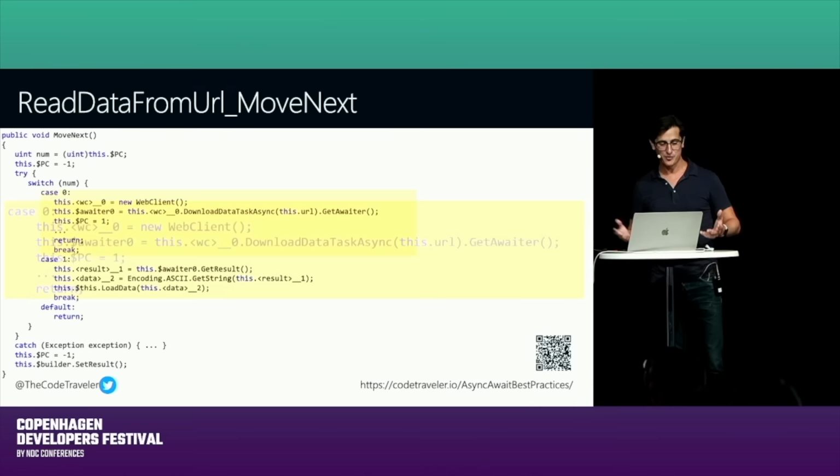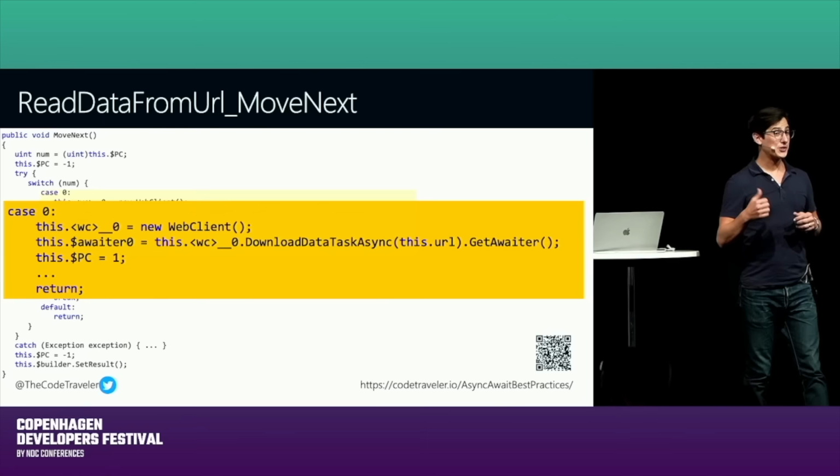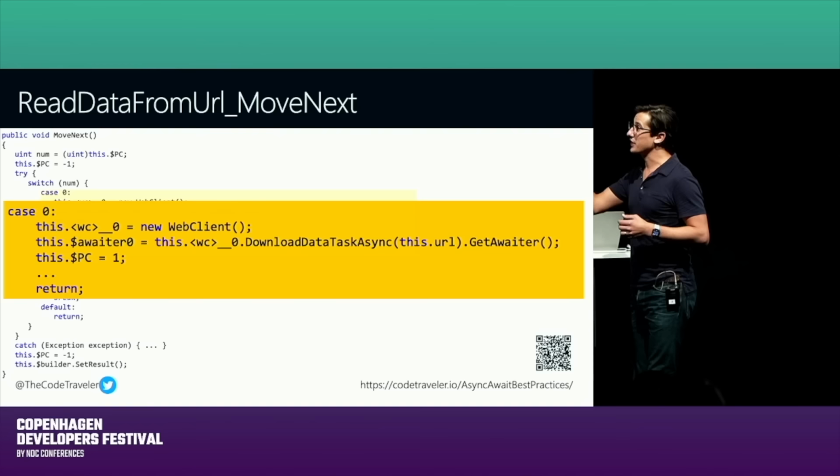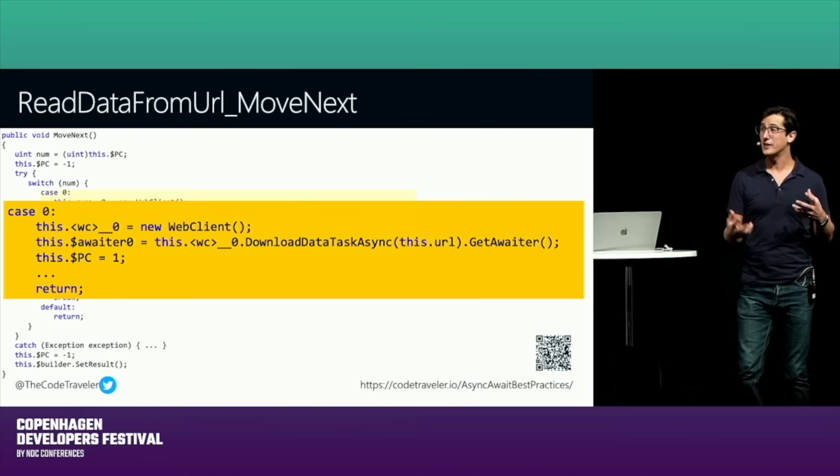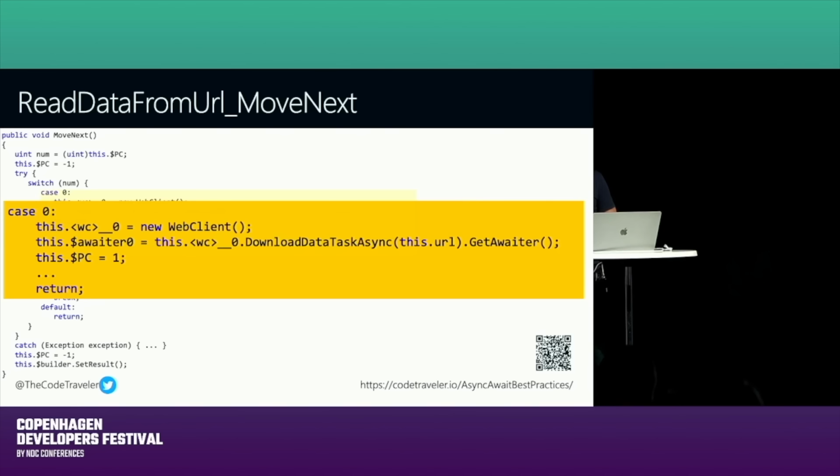And if we look at the code, case zero, this is all the code leading up to that first await. So just like we saw earlier, it's newing up web client, and then it's calling download data task async. Really what it's doing, it's getting this what's called an awaiter. And not to go into too much detail, but that's basically how thread one will know where to come back. But then thread one returns. So we hit this return statement.